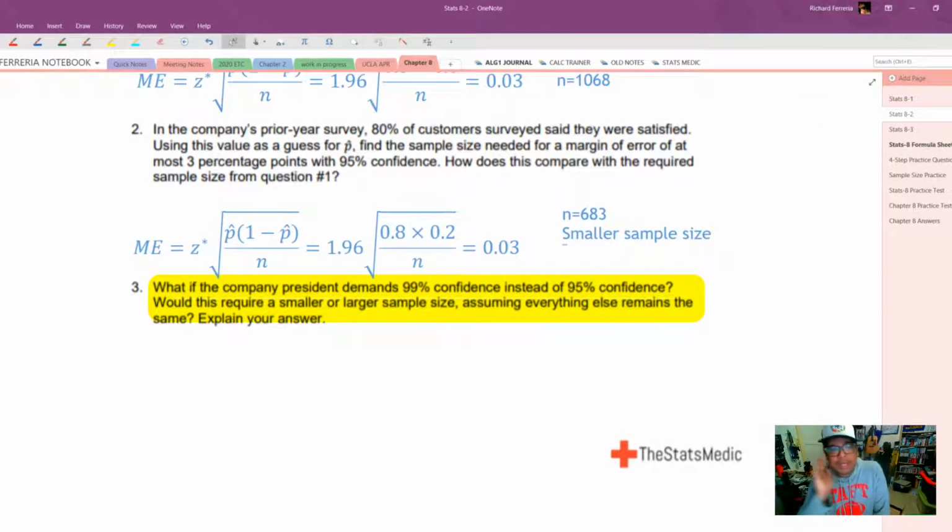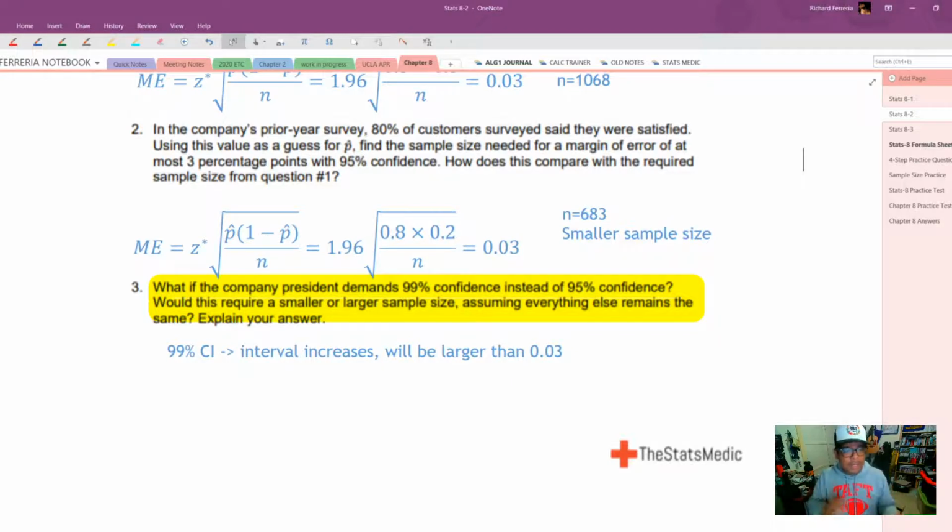What if the president demands a 99% confidence interval instead of a 95% confidence interval? Would this require a smaller or a larger sample size, assuming everything else remains the same? So think about what's going to happen here. If we use a 99% confidence interval, the interval itself is going to increase. So more confident means bigger and more plausible values, which means bigger interval, meaning if we kept everything the same and only increased the confidence level, then the interval would have to get bigger.